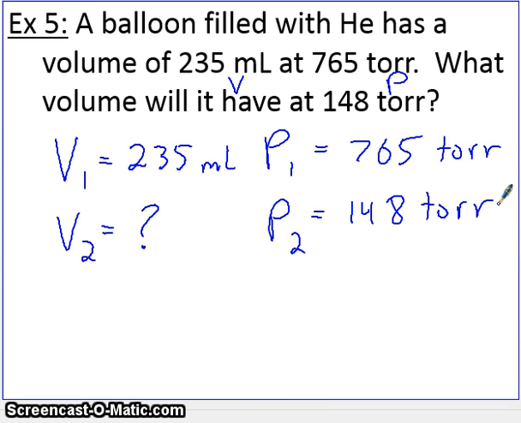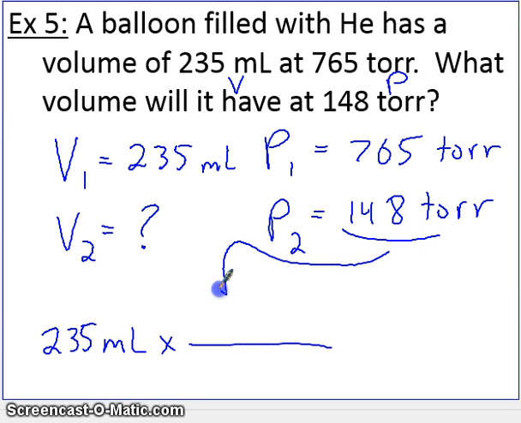And what we'll see is we'll have to solve for volume. So go ahead and put volume down to 35 milliliters. This is what has to get changed, and it will get changed by the pressures. So this pressure ratio will go in here. The question is, which number do we put on top, which on the bottom?